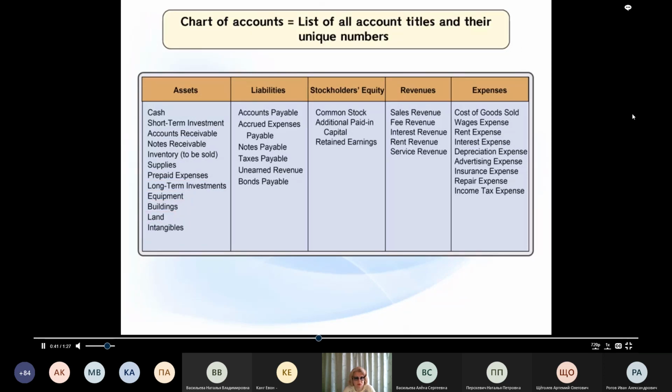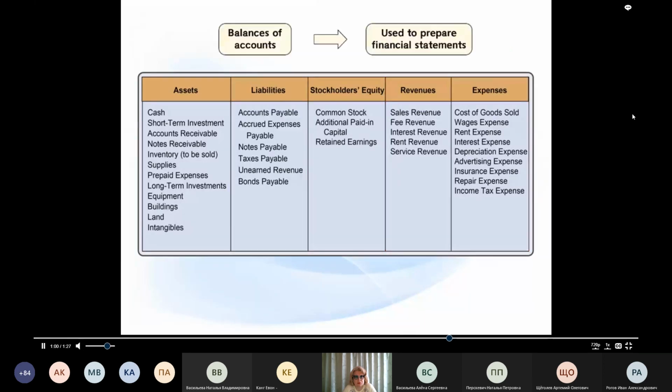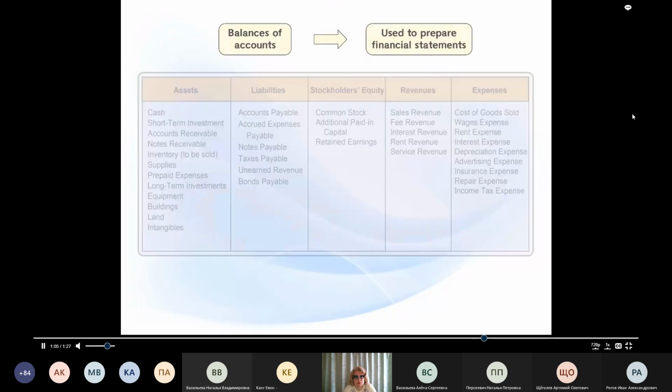To facilitate the recording of transactions, each company establishes a chart of accounts, a list of all account titles and their unique numbers. The accounts are usually organized by financial statement element, with asset accounts listed first, followed by liability, stockholders' equity, revenue, and expense accounts, in that order. The balances of the accounts are then used to prepare the financial statements.